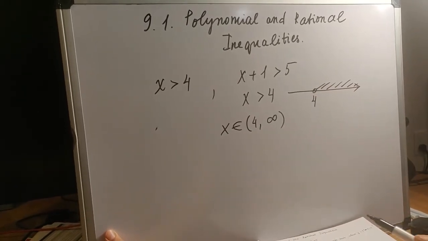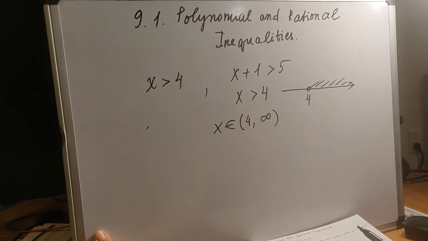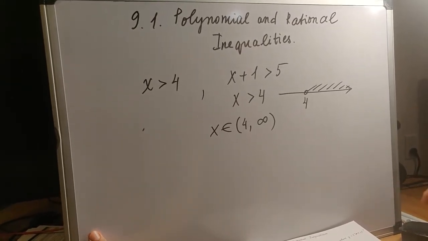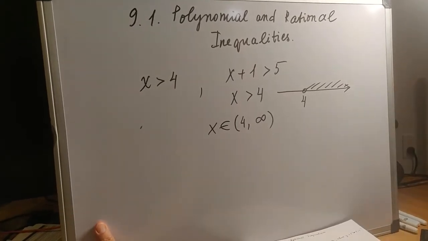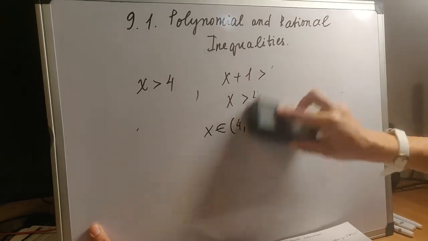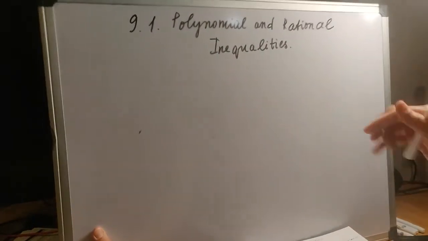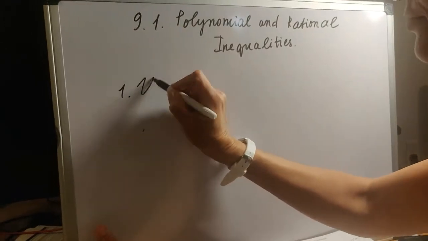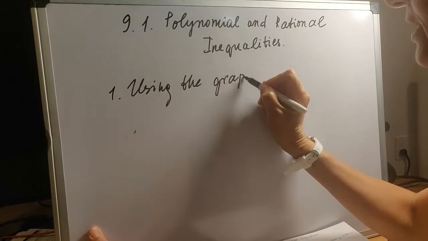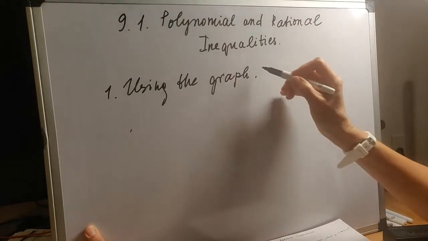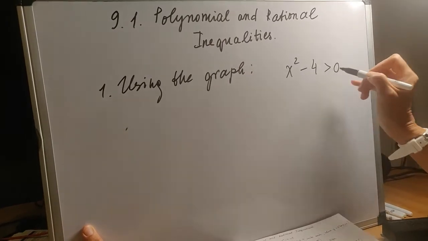Okay, how do we usually solve inequalities? There are a couple of different ways to solve inequalities. And way number 1 is to use the graph of the function to solve inequalities. So let me erase this. So way number 1, using the graph. Graph of what? Imagine that somebody gives us the inequality x squared minus 4 is greater than 0.